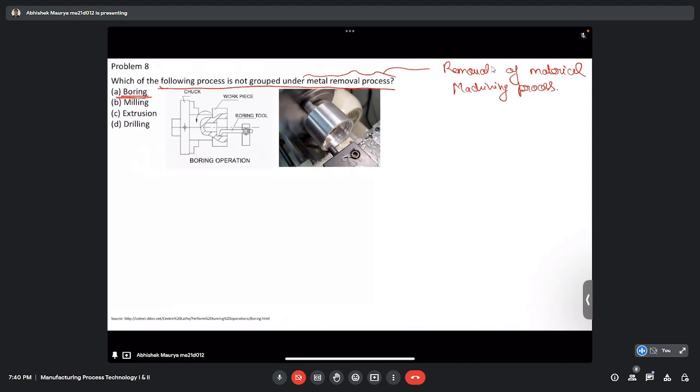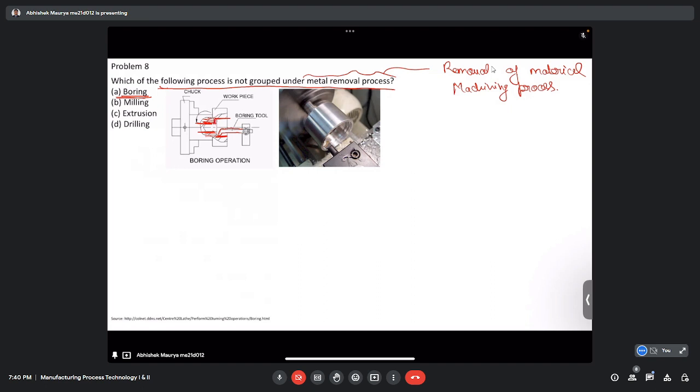So you can see in the diagram, boring is the process which is used to increase the diameter of some hole. Earlier we had a hole of this size here, but with the boring tool, which looks something like this, it keeps on rotating and removes the extra material. So it removes the extra material here and increases the diameter of the hole.